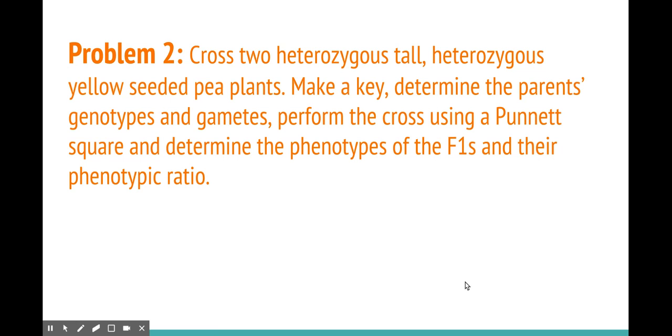Okay, now here's our challenge problem. I'm going to set up the problem with you, and then you guys are going to work on it on your own, and you're going to show me what you've got when you come to class. And then, only then, will I let you do the practice problems, which are really fun. Okay, cross 2 heterozygous tall, heterozygous yellow-seeded pea plants. Make a key, determine the parents' genotypes and gametes, perform the cross using a Punnett square, and determine the phenotypes of the F1s and their phenotypic ratio.